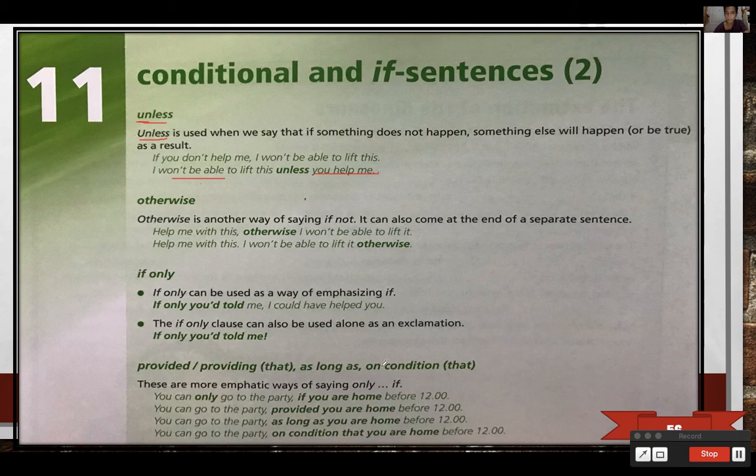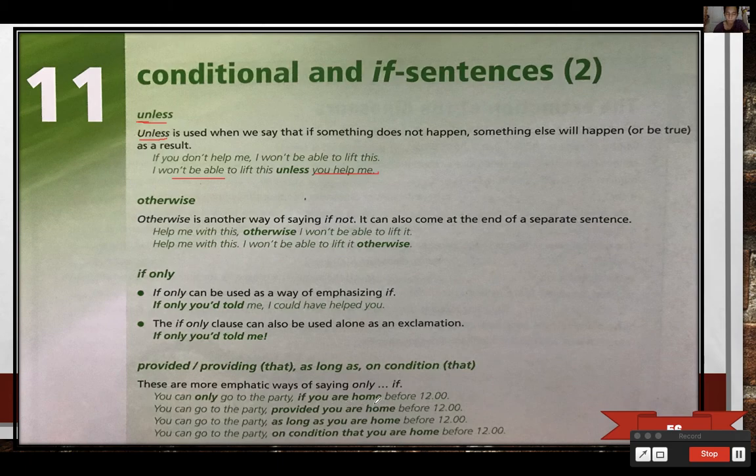With that, as long as, or on condition that. As long as is like tan pronto como, okay? O tan largo como. These are more emphatic ways to say only if. You can only go to the party if you are home before 12. You can go to the party provided you are home before 12. You can go to the party as long as you are home before 12. You can go to the party on condition that you are home before 12.